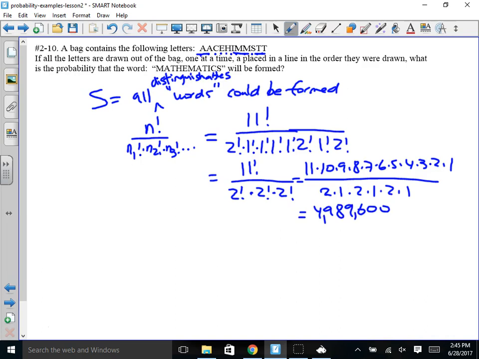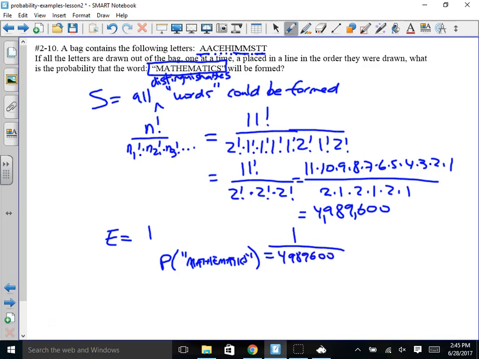4.9 million, almost 5 million possible distinguishable words that could be found by lining up the letters in this grouping of letters. All right, so that's the sample space, the count of the sample space. The event is going to be specifically the alignment that is mathematics. That's only one of the alignments, and that means the probability of getting the word mathematics is 1 out of all of those distinguishable permutations. So it would just be 1 over that large number.